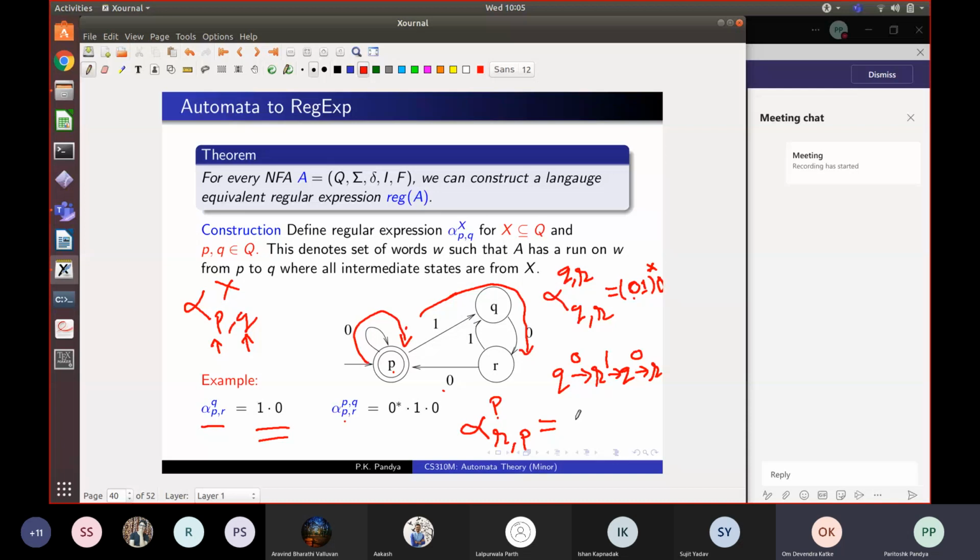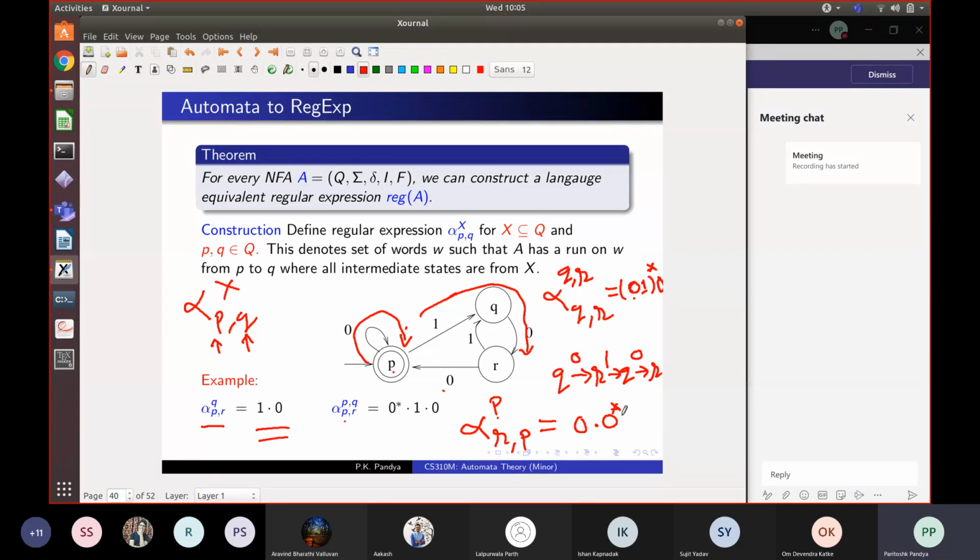So 0.0 star. Why? Yes, because you can start with R, you can go to P, but this P can be intermediate and you can repeat this and at the end you will be in P, right? You cannot go to Q at any time, either from R or from P, right? Yes, very good.